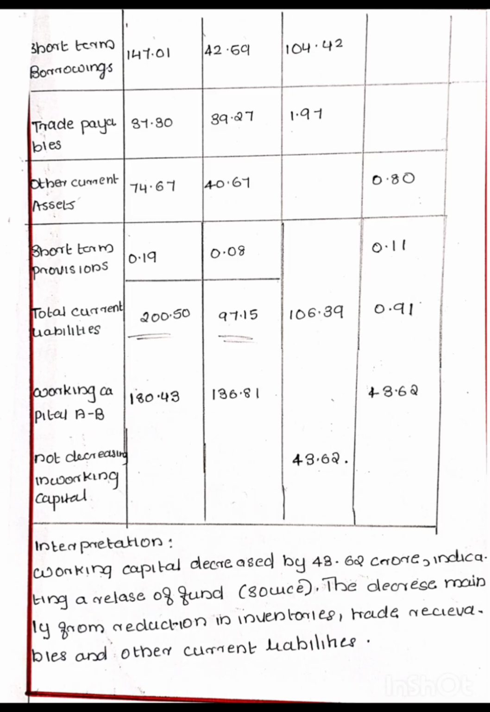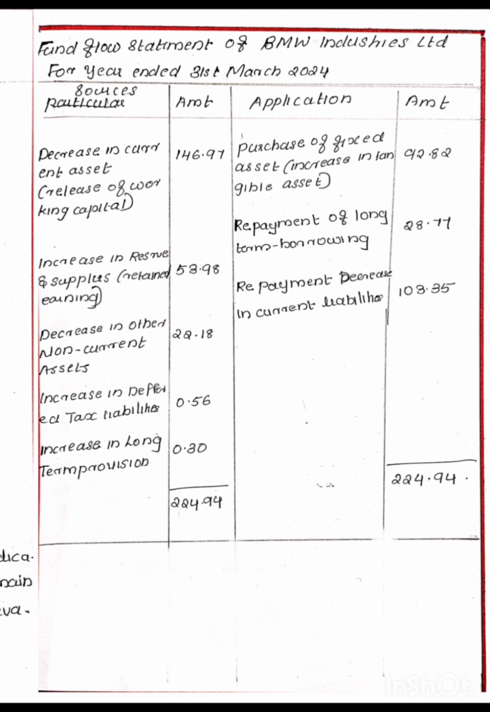Working capital, A minus B, is 180.43 in the previous year and 136.81 in the current year, a decrease of 43.62. Net change in working capital is 43.62. Then the interpretation: working capital decreased by 43.62 crores, indicating a release of funds. The decrease mainly came from the reduction of inventories, trade receivables and other current assets. Then the fund flow statement of PNW Industrial Limited for the year ended 31st March 2024.